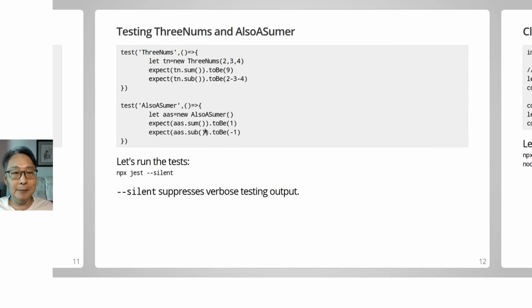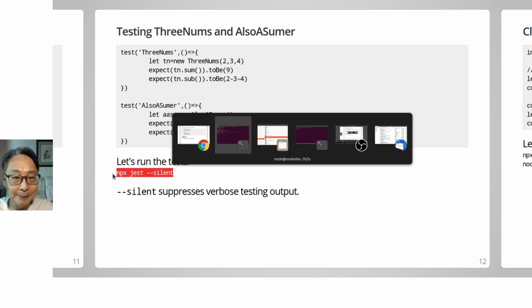So let's test 3nums and also a summer. This is how we test object instances. We create a new object, expect the sum to be 9 because 2 plus 3 plus 4 is 9. Expect the sub 2 minus 3 minus 4 to be that value. And also test summer in roughly the same way. Now I'll invoke the test in a silent fashion or quiet fashion, and we'll see what it does.